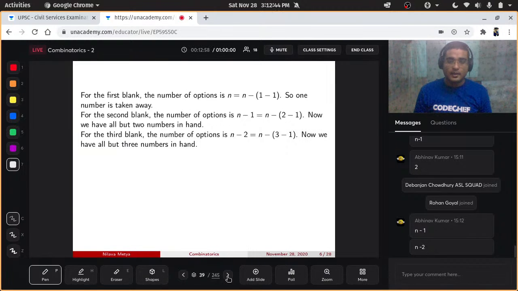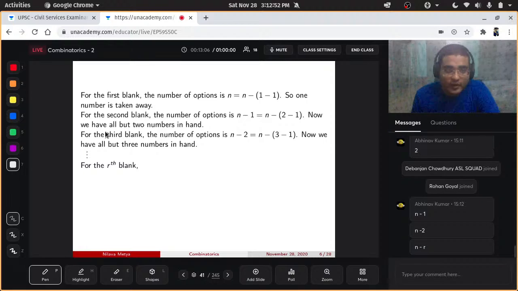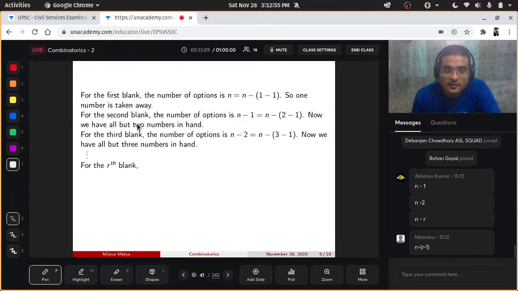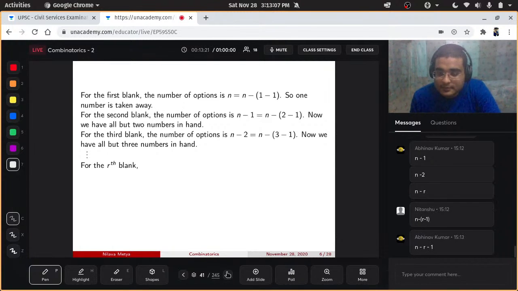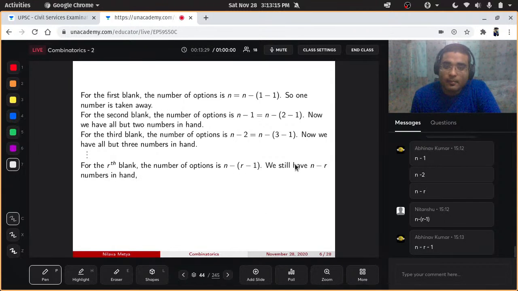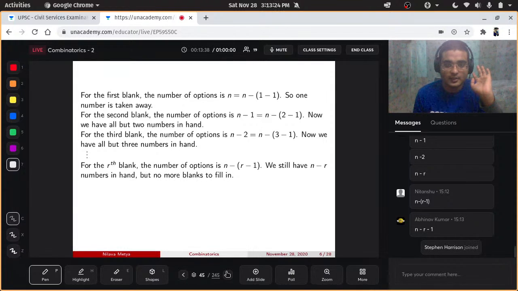We continue like this, and then in the last one, that is the rth blank, how many options do I have? For the first blank, it's N minus 1 minus 1. Second one, N minus 2 minus 1. Third one, N minus R minus 1. I'm waiting for some answers. It's N minus R minus 1, so N minus bracket R minus 1, right? But we still have N minus R numbers remaining in our hand, but there are no blanks. So we have done filling it.